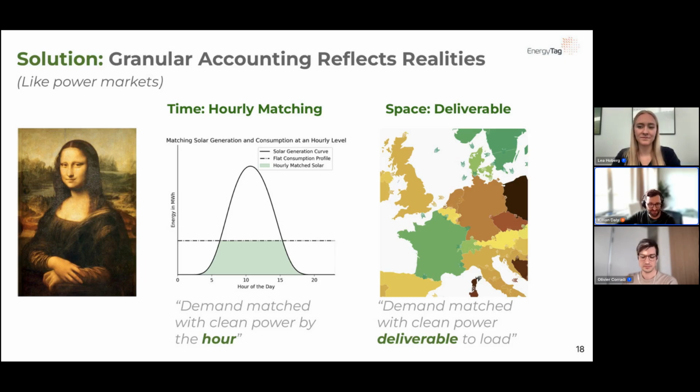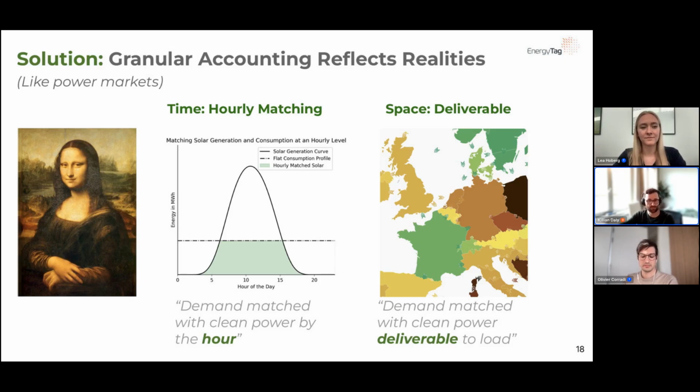Well, first of all, we don't reinvent the wheel. Electricity markets do this all the time. If you're buying physical power, then you have to do time matching. You can't buy physical solar energy produced 6 months ago or produced last night, that's not possible. So power markets already have a lot of the fundamentals that we need to think about to get more accurate and granular accounting. The first of them is time matching.